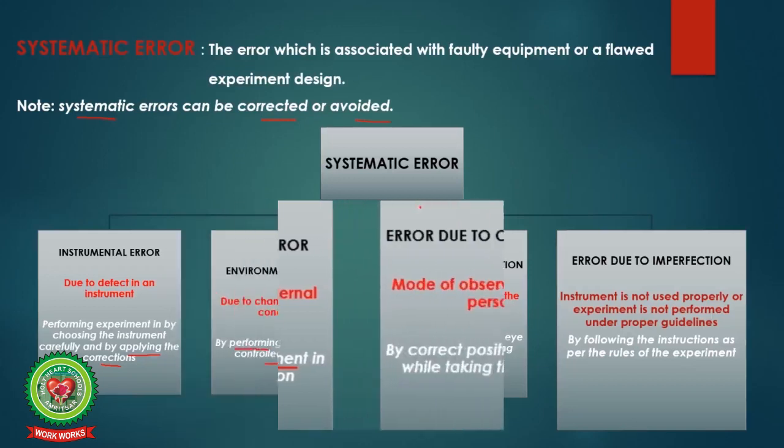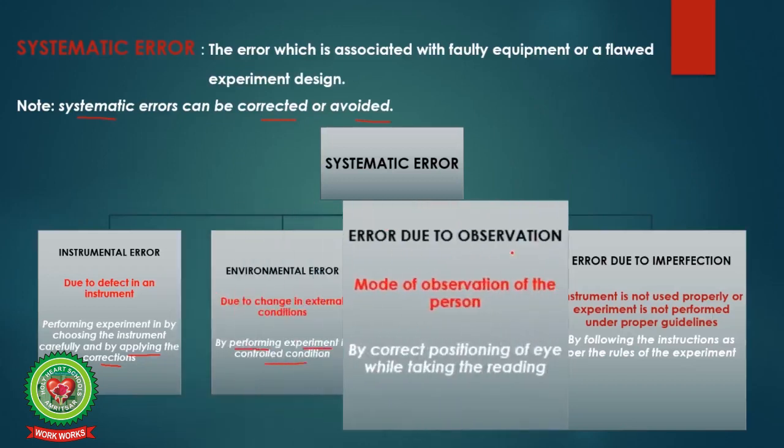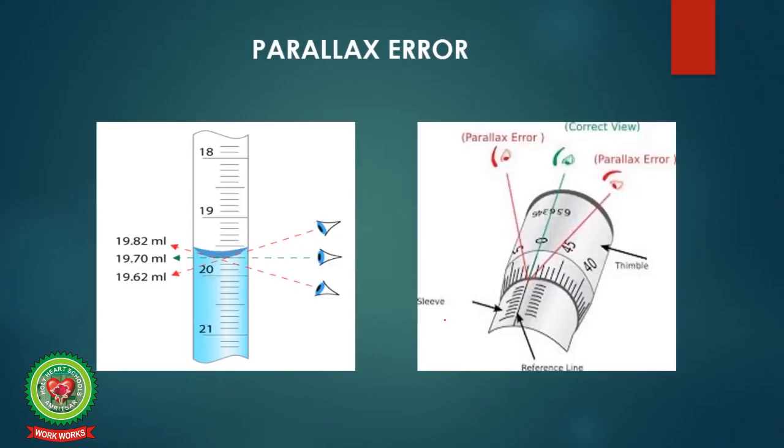Come to the third type of error, error due to observation. So mode of observation of the person, the error which occurs due to mode of observation of the person who is performing the experiment is called error due to observation. To explain it, let's take an example of parallax error. This is the main type of error which comes due to the mode of observation. If you remember, parallax error is the error due to the wrong positioning of our eye.